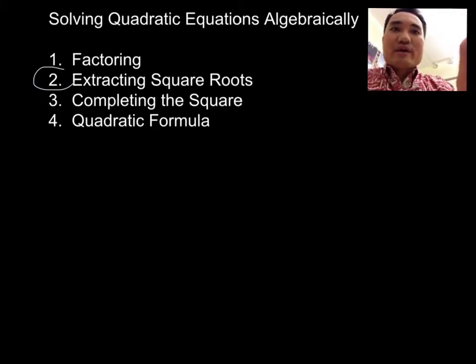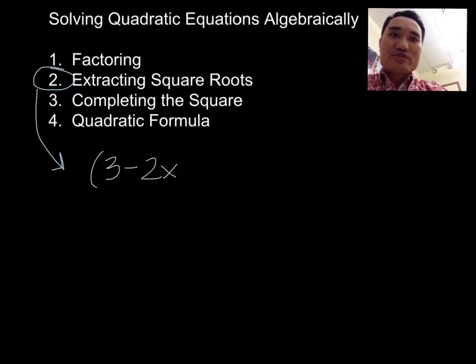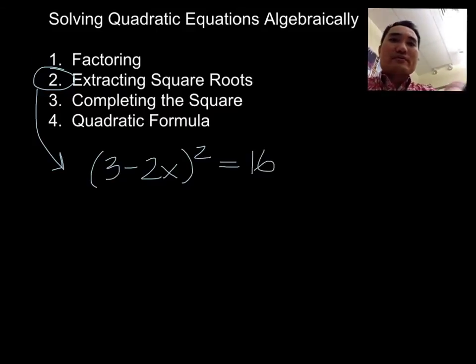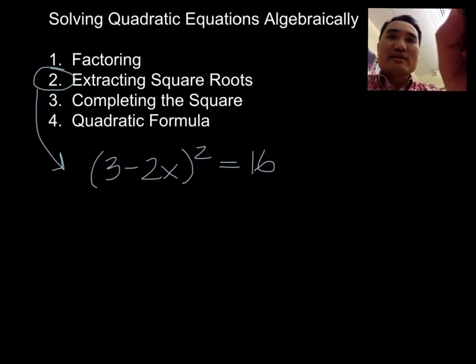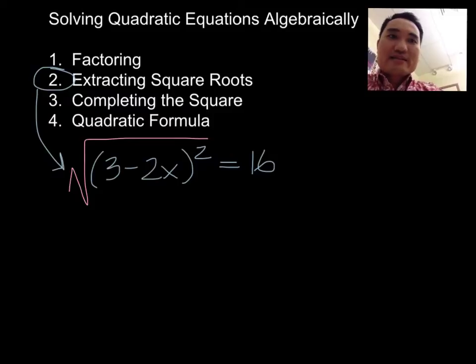The second way to solve quadratic equations is called extracting square roots. Now this one is probably the easiest way, but you have to know when to use it. So here's an example. Here, on this side, we have 3 minus 2x quantity squared. And some people might be tempted to multiply that out. But the smart thing to do would be to just square root both sides. So if I square root both sides, it would look like that.